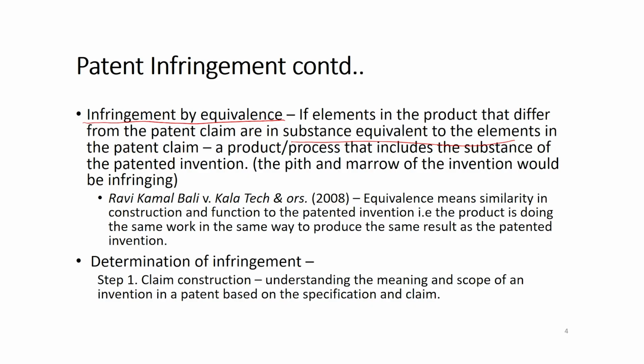You have a circular top or a rectangular top, the fact of the matter is it remains a table which does the same function in the same way. So, despite having a variant, there is no change, and the variant is nothing but the equivalent of the plaintiff's product. You understand? So, if elements in the defendant's product that differ from the patent claim are nothing but in substance equivalent to the elements in the patent claim, it is a case of infringement by equivalence.